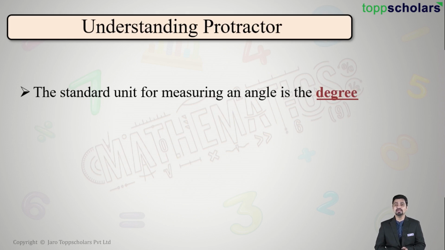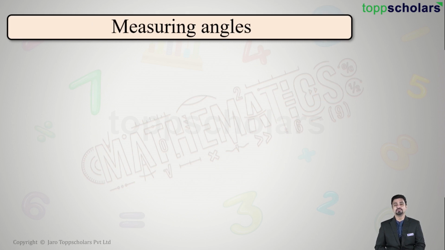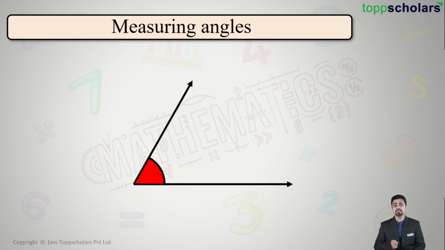So, the standard unit for measuring an angle is called degree. And to measure an angle in degrees, what do we use? We use a protractor. We have just seen what a protractor is. So let us start measuring angles, students. I have drawn an angle. What is the measure? I have to find it.